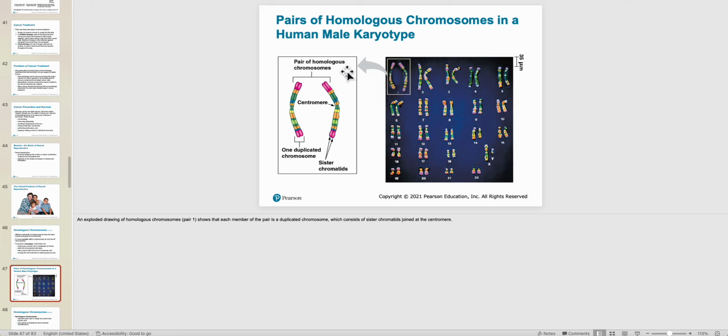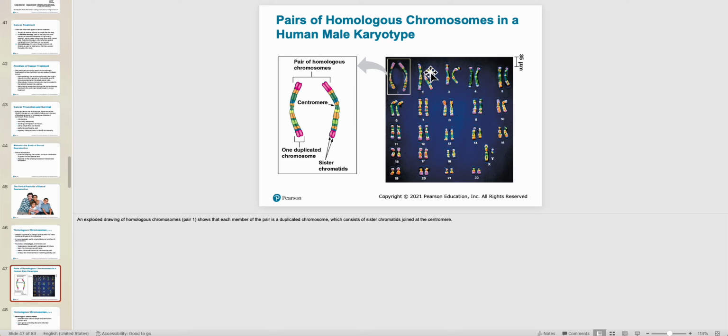Now, how do I know that this is a male karyotype? Because I look at the X and the Y for the 23rd set. So you can see 22 pairs are perfectly paired off. But then the 23rd pair is an X and a Y. That tells me it's a male. So an X and a Y for the 23rd set tells me it's a male. Had it been a female, it would have been an X and an X. So XX is for the female, XY is for the male, for the 23rd set.